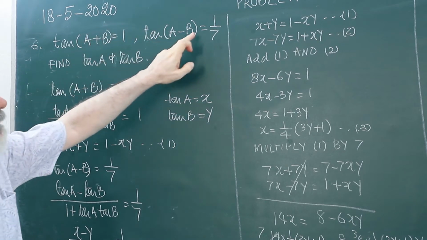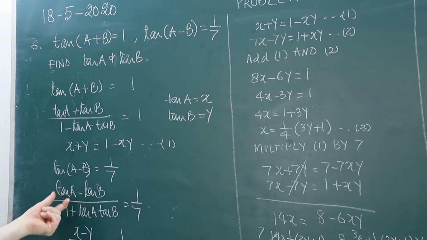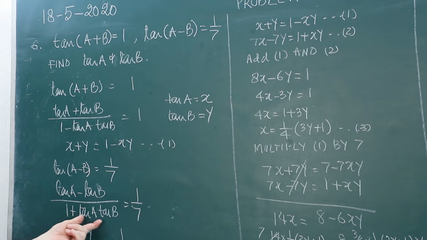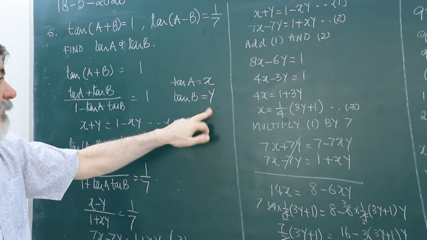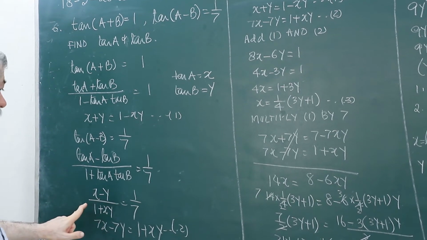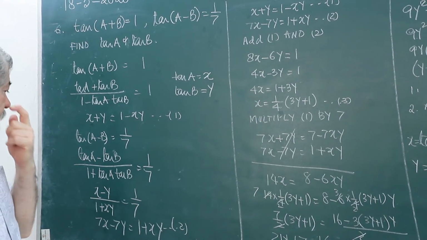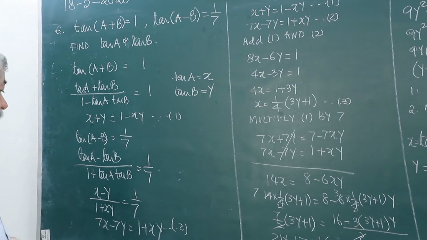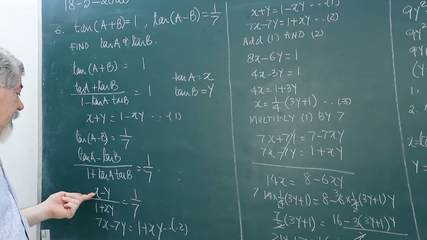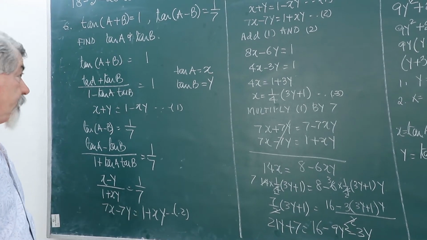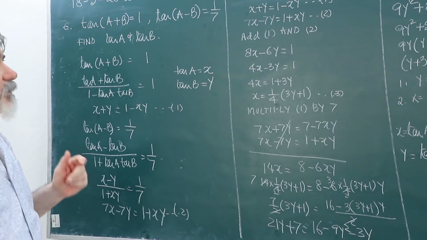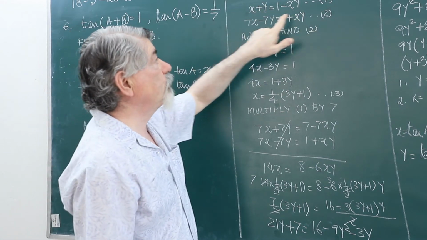Similarly, tan(a minus b) is 1 upon 7 means tan a minus tan b upon 1 plus tan a tan b is equal to 1 upon 7. In place of tan a I have written x, in place of tan b I have written y. So x minus y upon 1 plus xy is equal to 1 upon 7, and when we cross multiply it, it becomes 7x minus 7y is equal to 1 plus xy. Now we solve these two equations, equation 1 and equation 2.